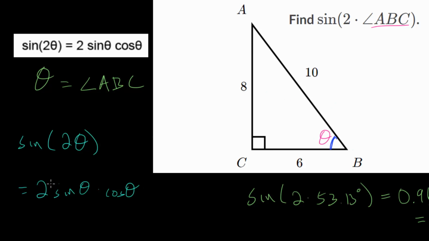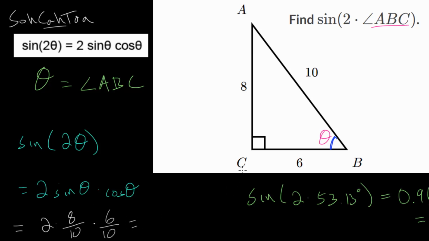Now, the sine function will need our trig definitions again. The sine function is the opposite over the hypotenuse. So we're looking at the ratio of the opposite side, which is 8, divided by the hypotenuse, which is 10. That's for the sine function. The cosine is the ratio of the adjacent, which is 6, to the hypotenuse, which is 10. So the cosine of theta would be 6 over 10, and now we just simplify everything.